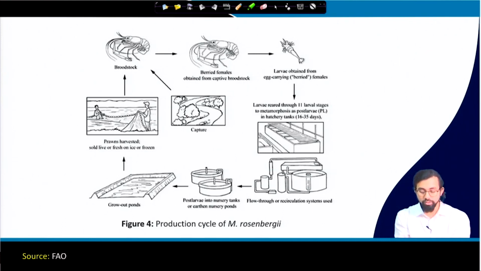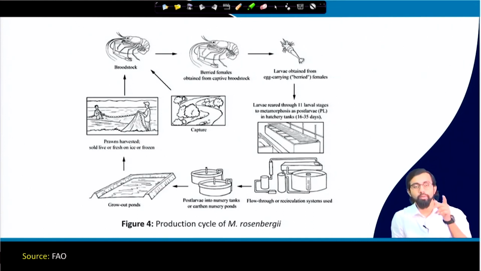From there it comes to the recirculating systems, with flow-through or recirculatory systems, and it comes to the post-larval pond, and from this post-larval pond to the nursery tank or the earthen nursery tank for the further growth of the juvenile stage. Then they are shifted to the grow-out pond, where with time they will become mature and they are harvested, either sold live, fresh, on ice or frozen. So that's the production cycle of Macrobrachium rosenbergii.